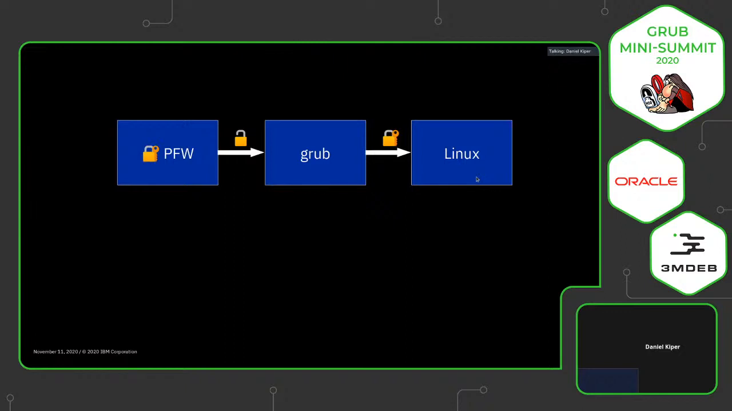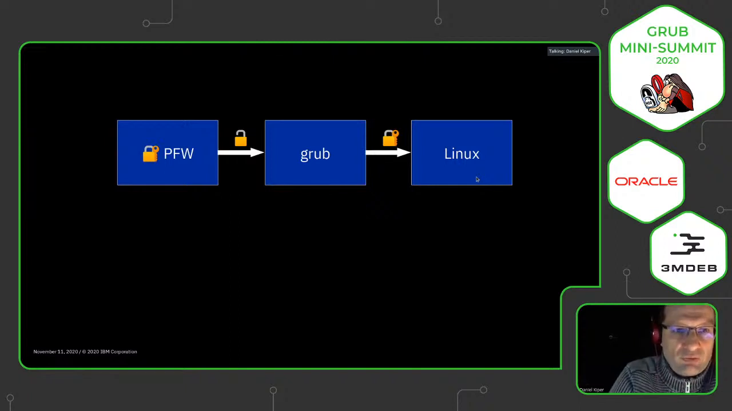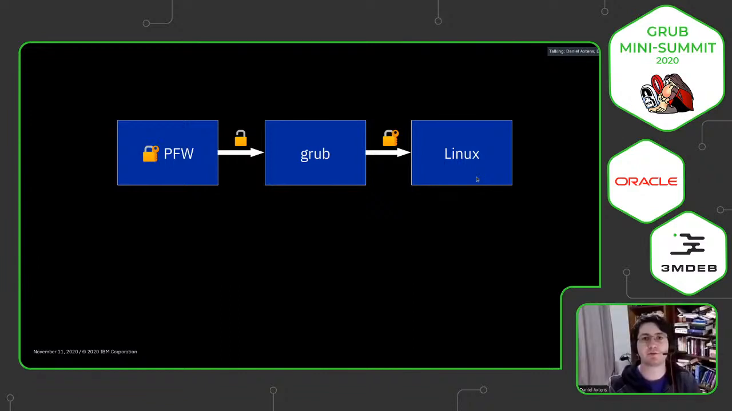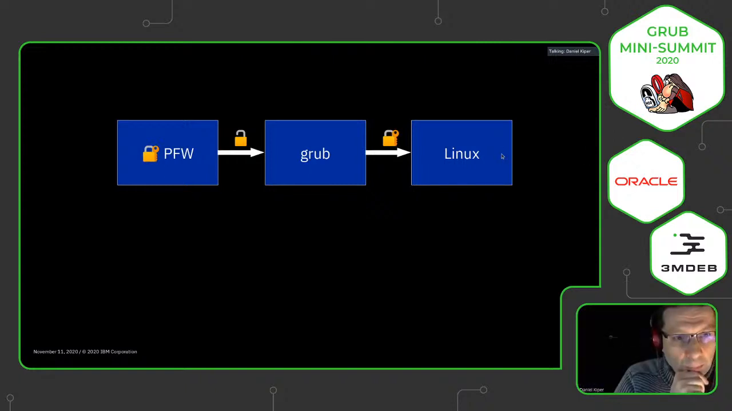Daniel, are there any plans to have any functionality in firmware which will allow you to verify the signature from grub of the Linux kernel or anything else? Something similar to the shim. So the question is, do we plan to have a way for grub to ask firmware to verify Linux? Yeah, exactly.